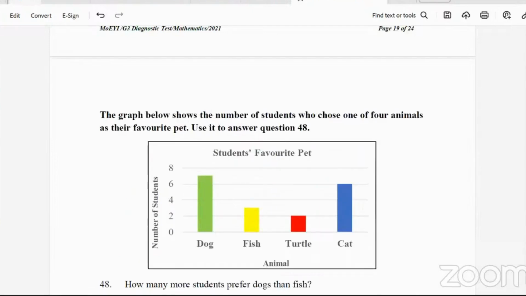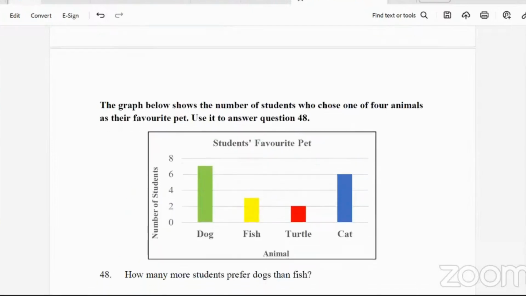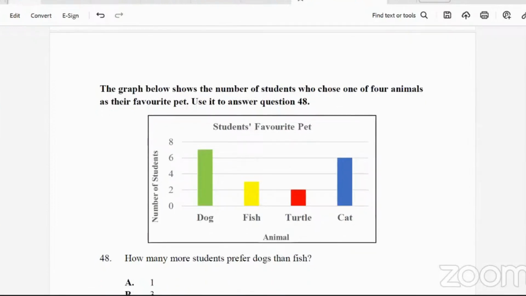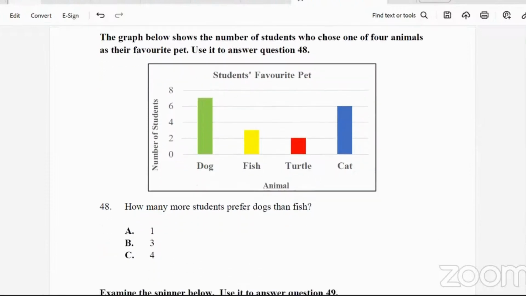All right, question 48. The graph below shows the number of students who chose one of 4 animals as their favorite pet. Use it to answer question 48. How many more students prefer dogs than fish? They didn't ask you how many students prefer dogs. They said how many more prefer dogs than fish. So we have to figure out how many like dogs. The answer is 7, halfway between 6 and 8. And how many like fish? Again, halfway between 2 and 4, that's 3.